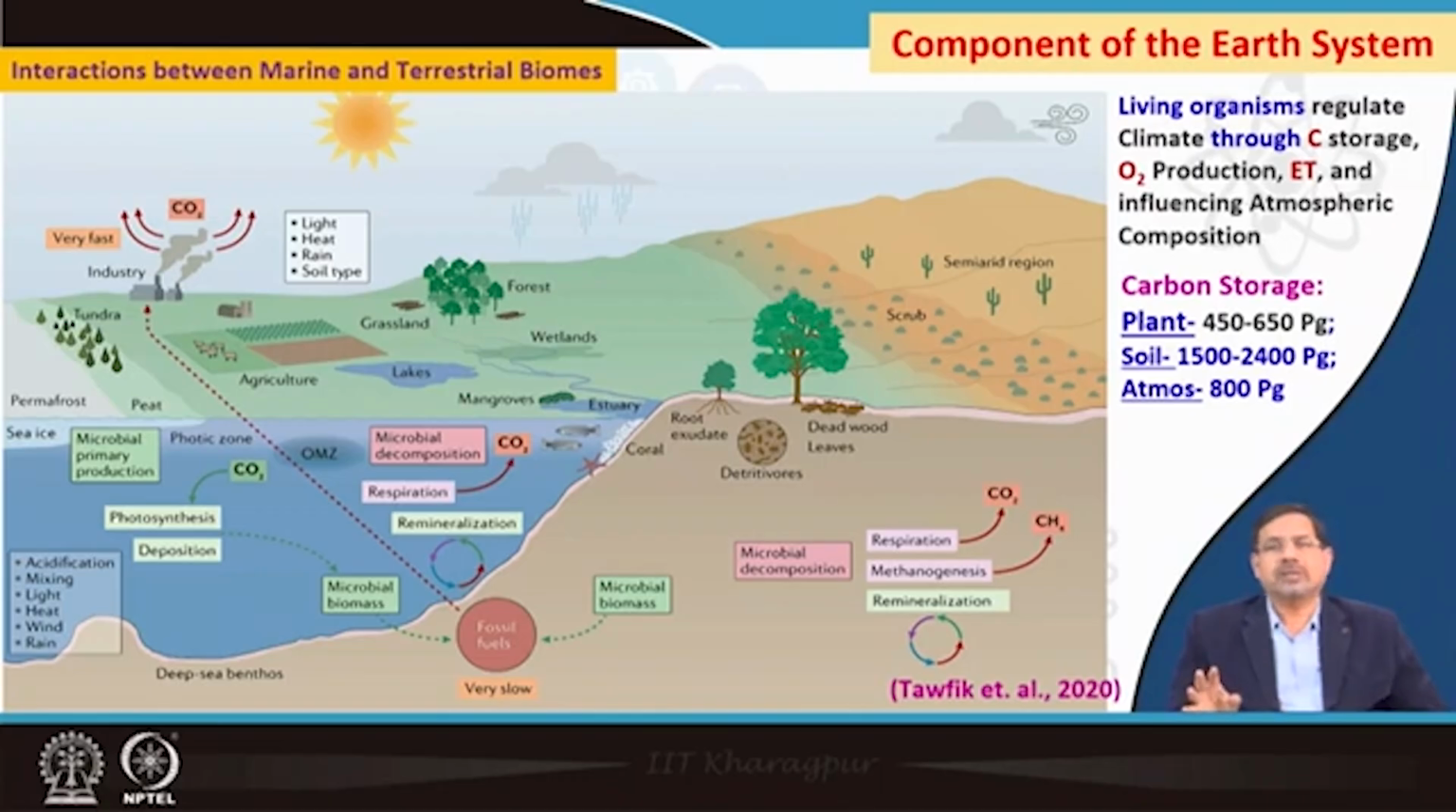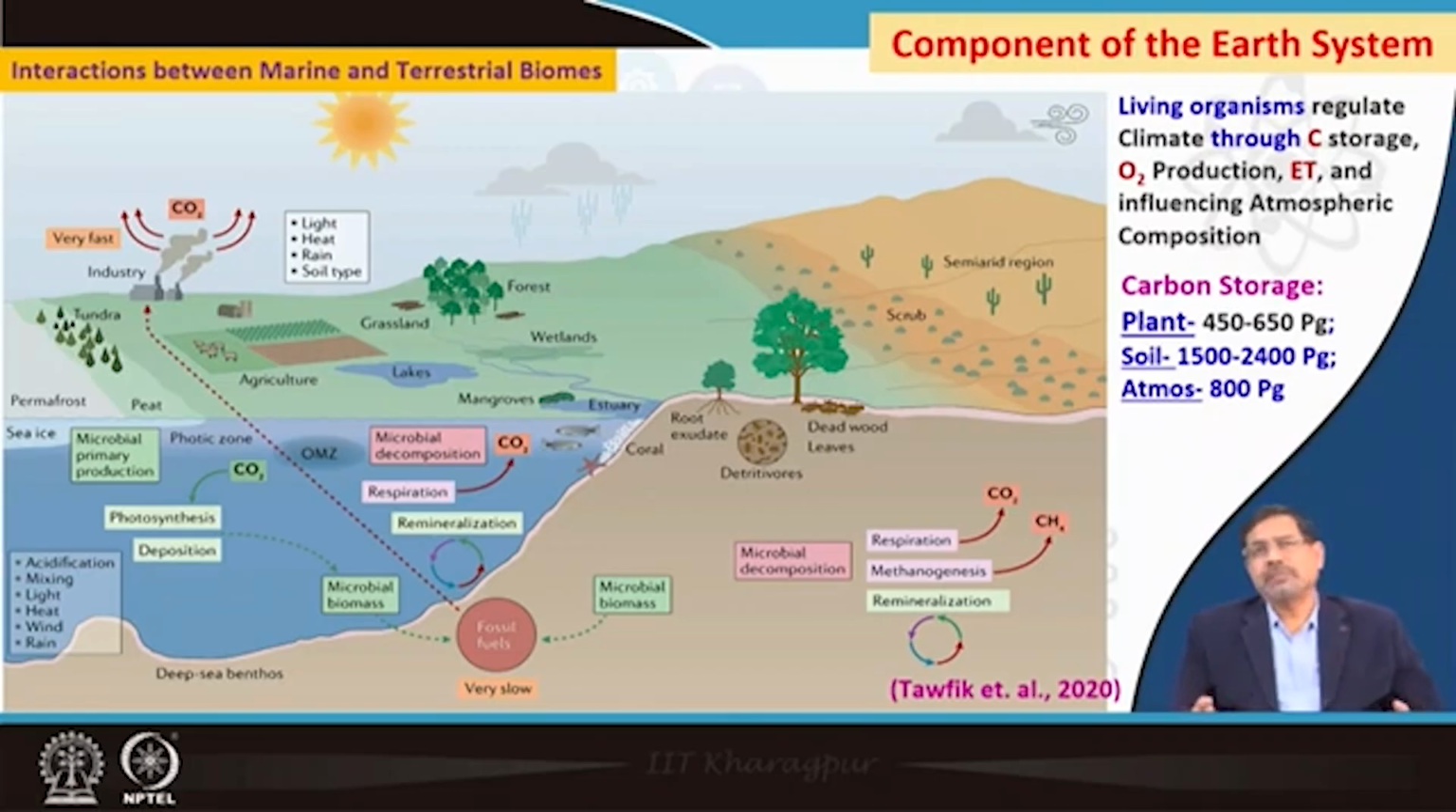Apart from that, around 450 to 650 petagrams of carbon. Why are we saying around? Because there is this margin, 450 to 650, because in many cases the budget or the estimation still has a lot of errors, still has a lot of uncertainties in terms of regional, spatial, temporal, and all those things.